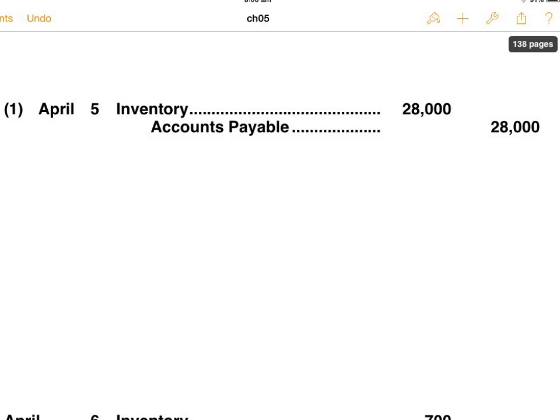Now remember, 2/10 means I can take a 2% discount if I pay within 10 days, but I must pay within 30.